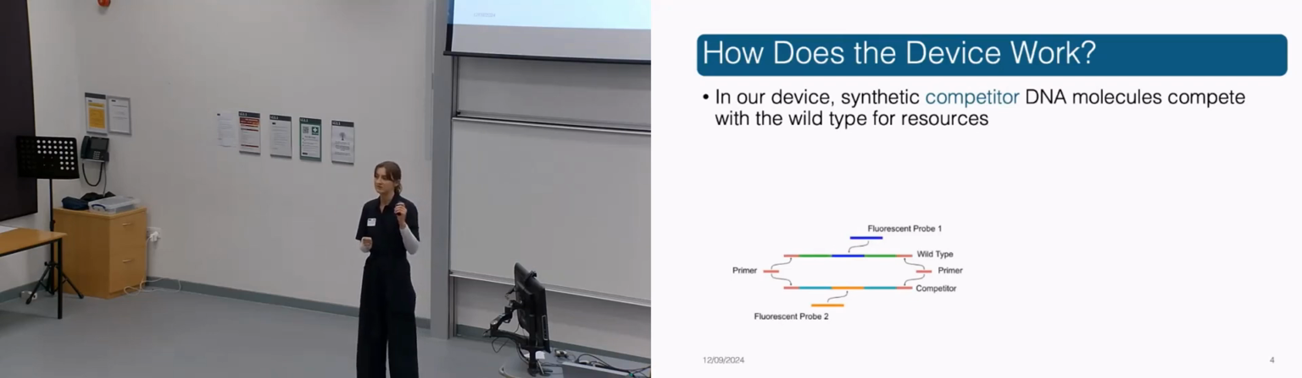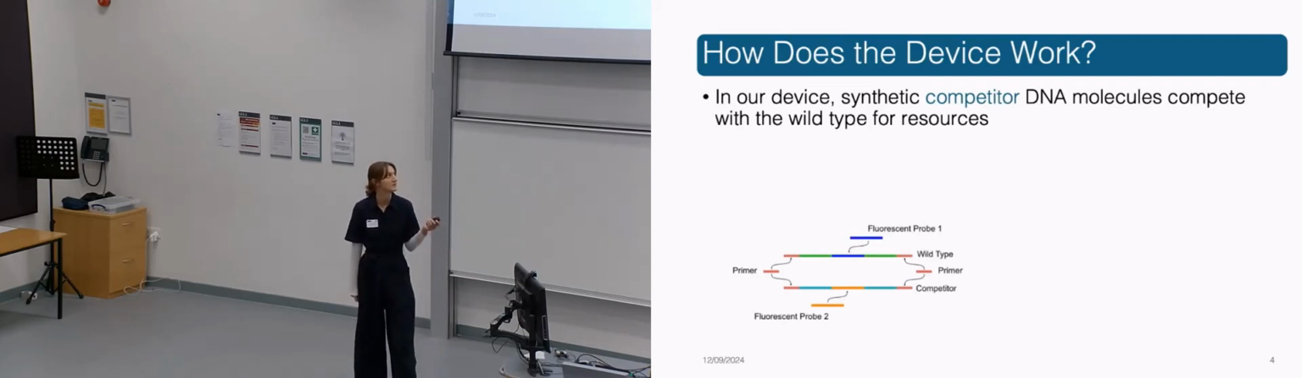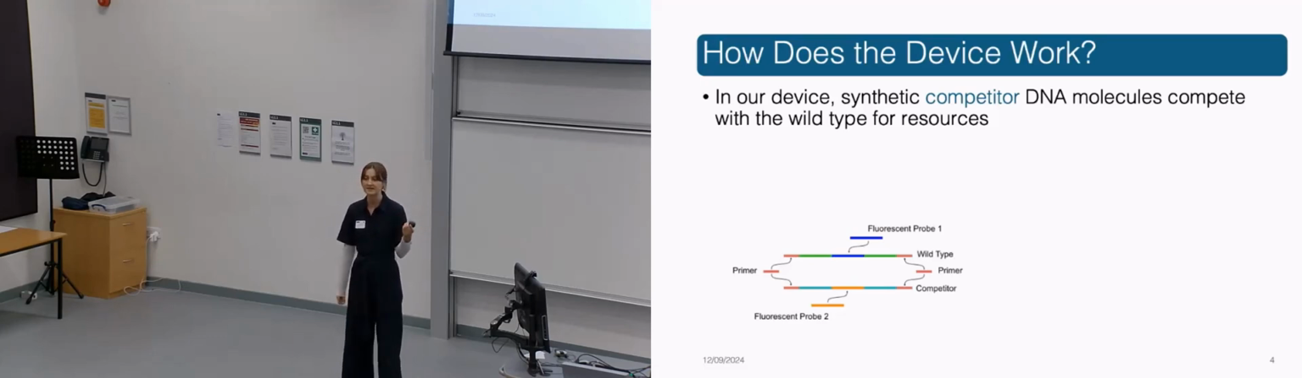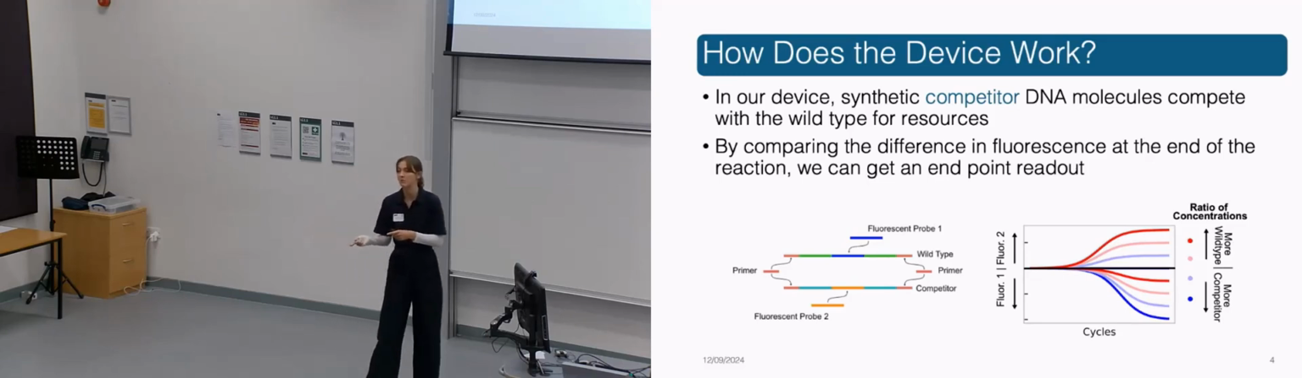In our device, we wanted to be able to get an endpoint readout, and we wanted to be able to do multiplexing of different genes. So we're actually using a type of PCR called competitive PCR. This is where you have your wild type, or the biomarker from the body that you're trying to detect, and it competes for resources in the reaction with a synthetic competitor that we have designed and put in there. Each of them has a different fluorescent probe. By comparing the differences in fluorescence at the end of the reaction, we can compare how much of each one we had at the beginning.